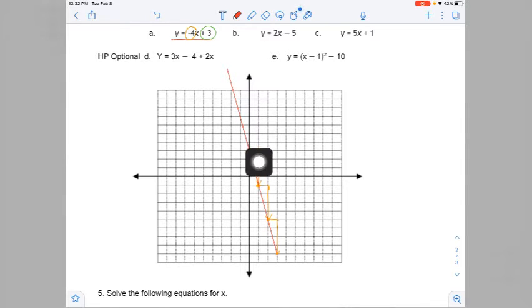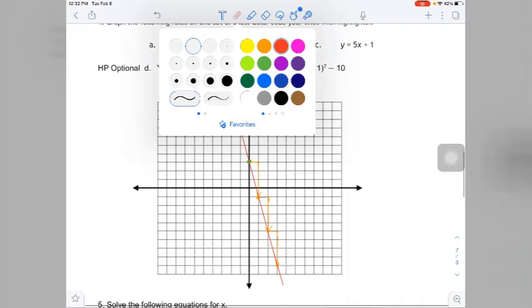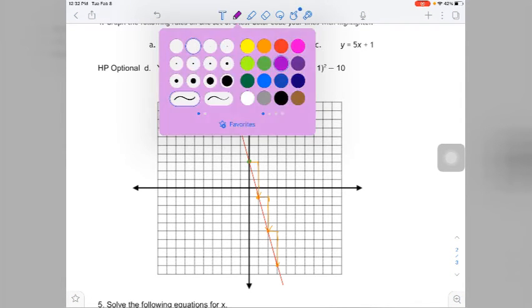And some students were making their lines really short, like only doing one set of stairs. That's not very correct. If you do this again, you need to make sure that your line sort of extends off the grid in all directions. So make sure that it does that. B was the same sort of thing.